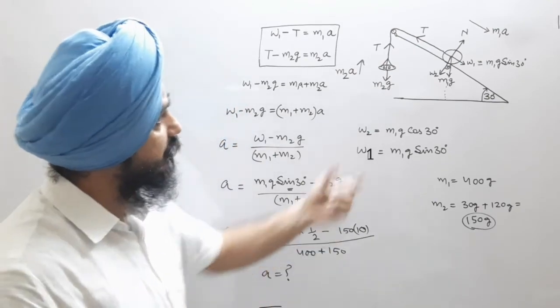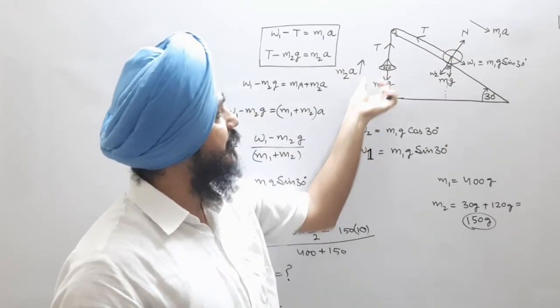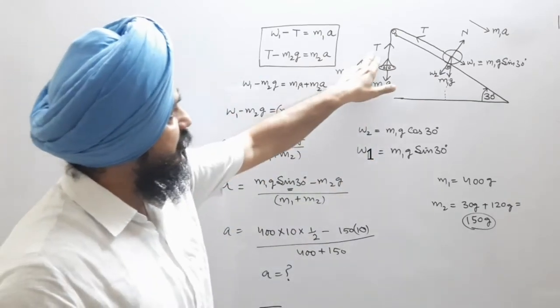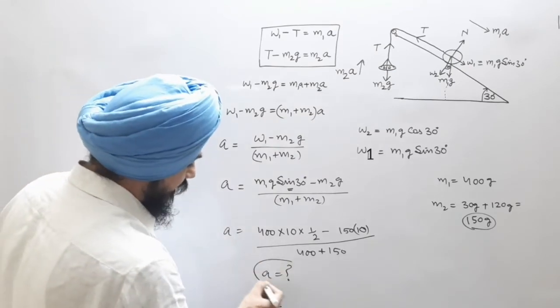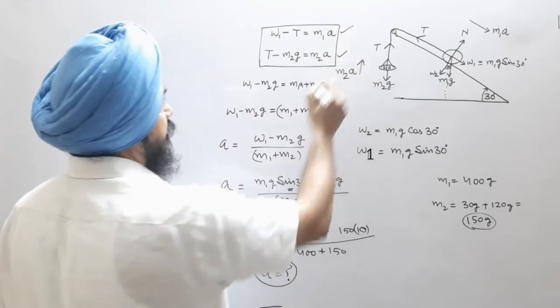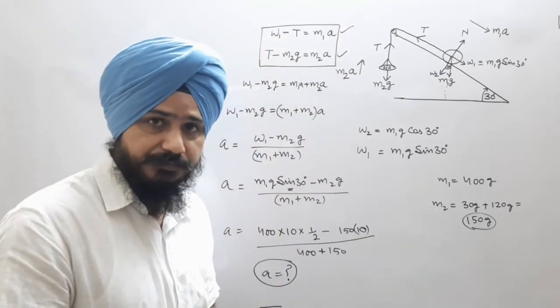So this will give you the acceleration of this roller as well as the acceleration of the pan, which is moving upwards. Now you can also find the tension in the string. How can you do that? Whatever acceleration you get, you can put it in one of these two equations, and you can easily get the tension.